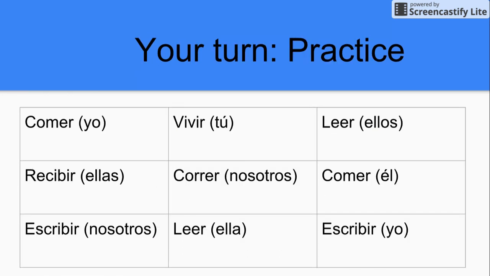Your turn for practice. In just a moment, please pause the video and try to do the conjugations that you see for these verbs with the appropriate pronoun listed in parentheses. When you finish, continue with the recording to check your answers.